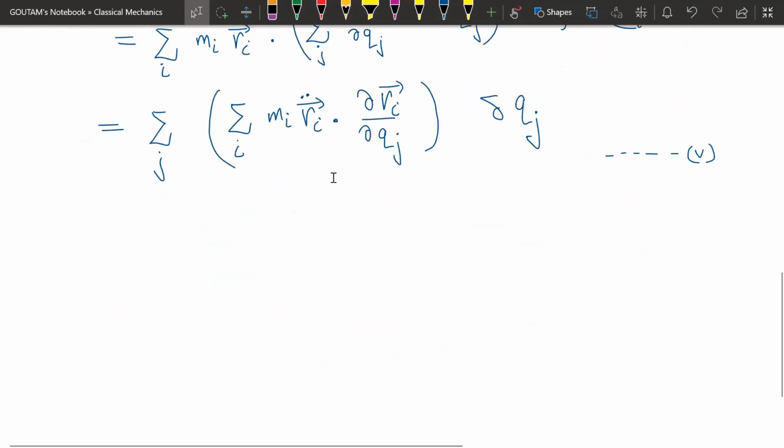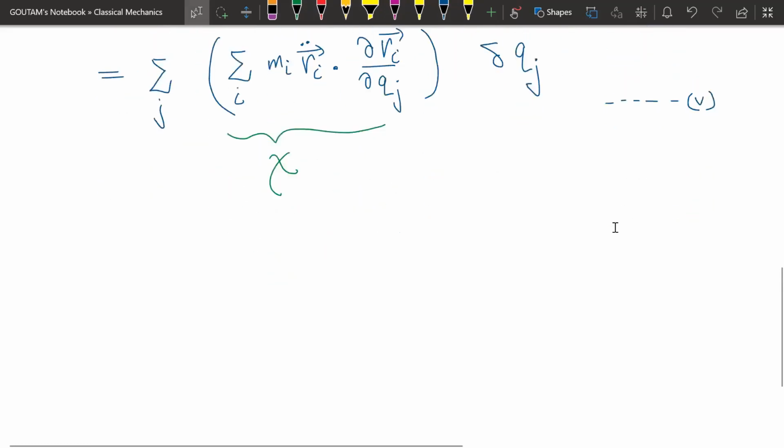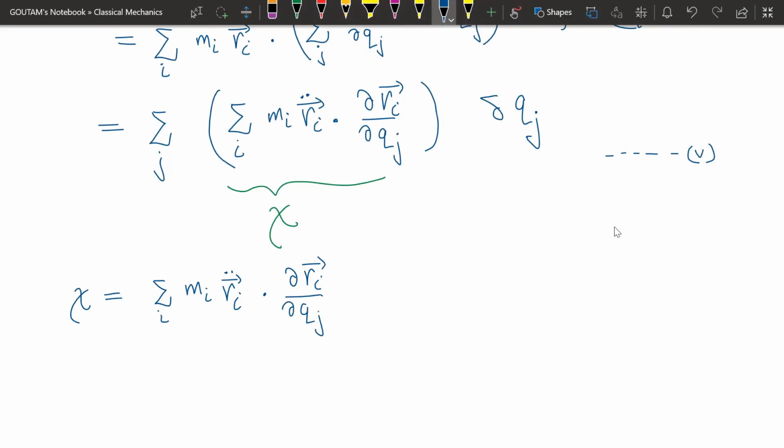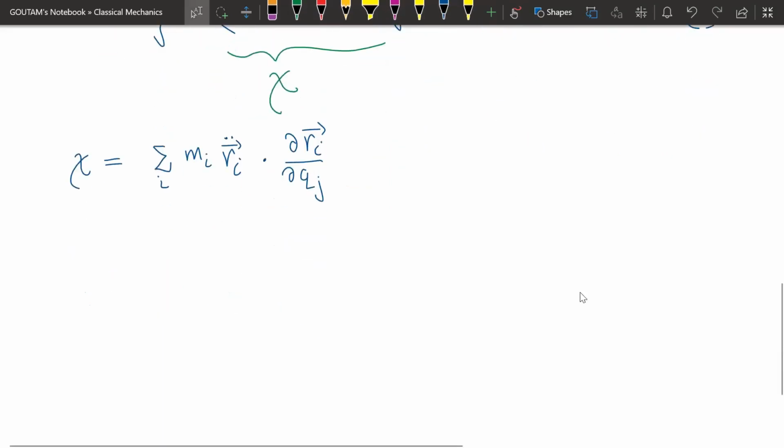Now concentrate on only this term. Let's call it chi, so it will be easier to track. Then chi equals the sum over i of mi Ri double dot dot del Ri del qj.